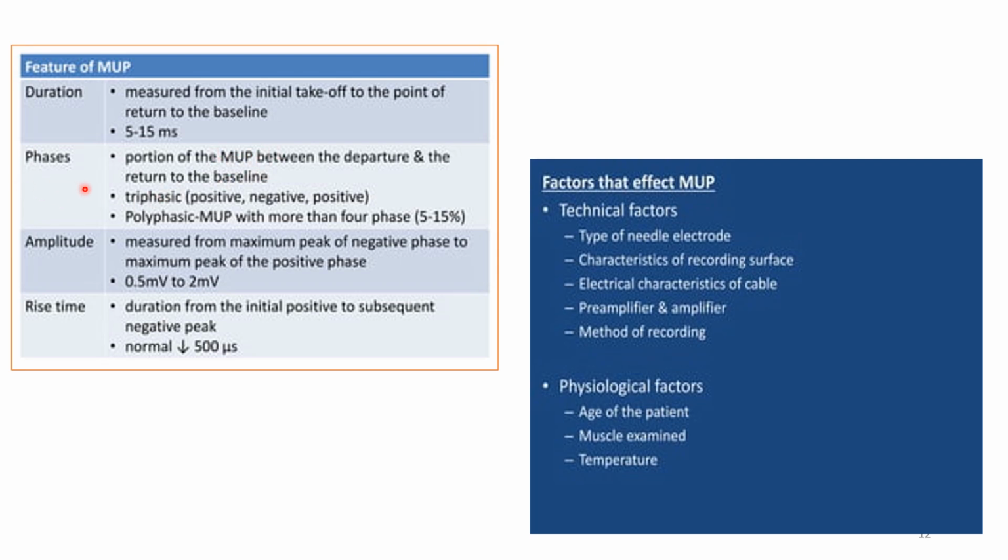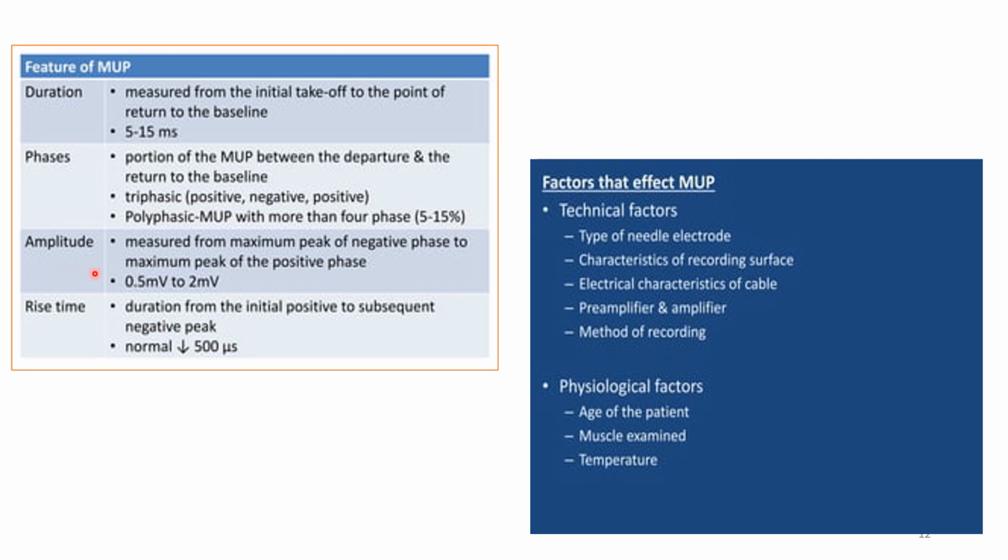We have three phases. Triphasic. That is, it has a positive wave, a negative wave and a positive wave. So this is the portion of the motor unit potential between the departure and the return to the baseline. And sometimes polyphasic also. That is, if it has more than 4 phases, it is called polyphasic. It occurs in only 5 to 15% of muscles.